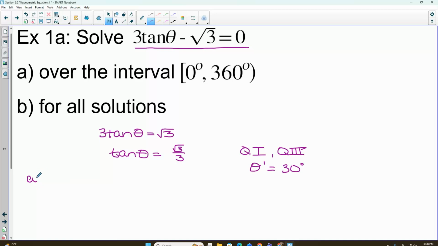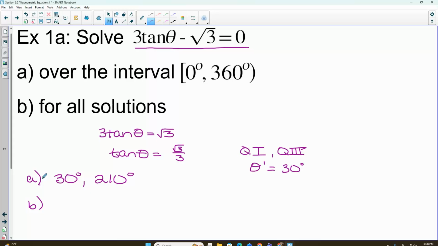So part A is just giving those 2 degree measures. In quadrant 1, 30 degrees is 30 degrees. In quadrant 3, 180 plus 30 is 210. So those are the 2 times just between 0 and 360 that this would be true. Is everybody okay with that? All right.